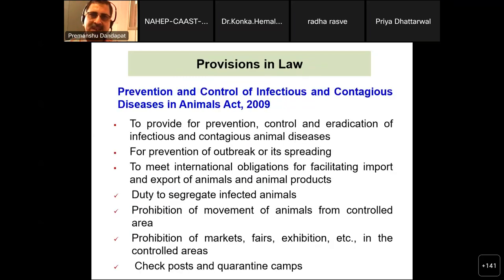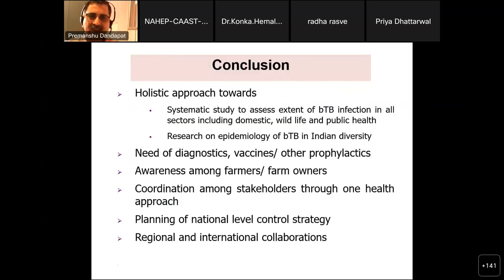We do have clear-cut provisions of law, that is the Prevention and Control of Infectious and Contagious Diseases in Animals Act 2009. Using this particular law, we can go inside any farm and screen them, and we can control, or we can make our database to help the administrators and politicians to develop the policy for control and containment of bovine tuberculosis along with human tuberculosis. So in conclusion, I just want to mention that we do require a holistic approach, not only controlling TB in domestic animals, but also in the wildlife sector and also zoonotic TB in human beings.